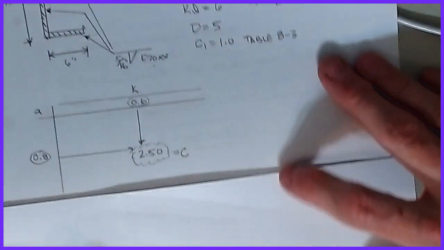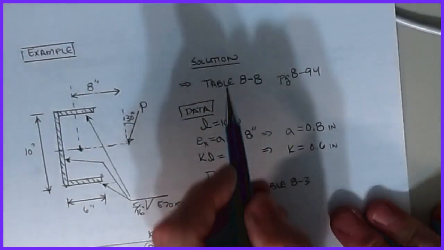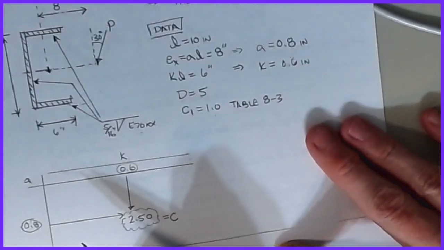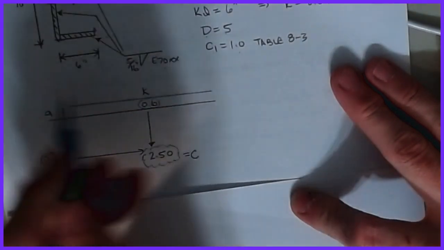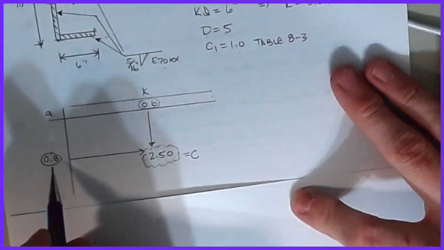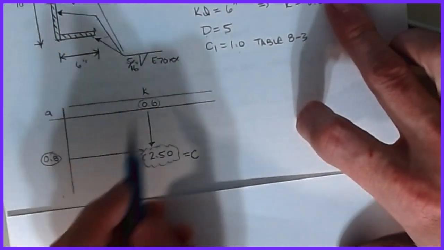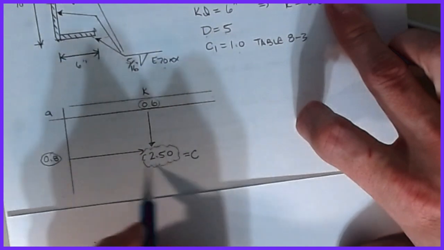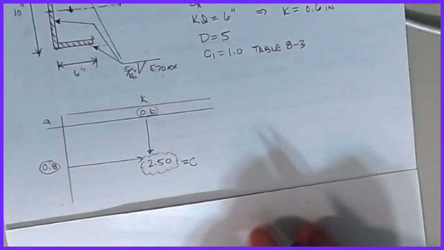All right, so all we do then is find our right table, and the table that we want for this scenario with the 30 degrees is Table 8.8 on page 8-94. On this axis is A, on this axis is K. I'm going to look for the intersection of those two values that we looked up. So my A is 0.8, my K is 0.6. I'm going to come down and read this 2.50 number, and that's the value of C in the equation.